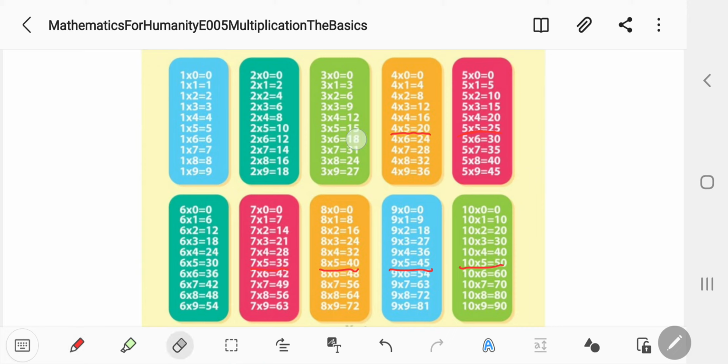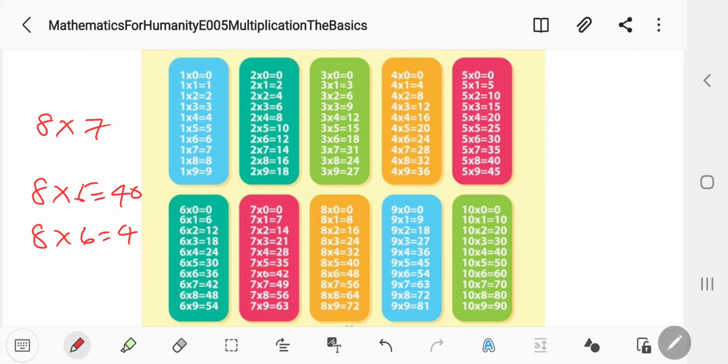That's what you have to remember, because, for example, you're asked 8 times 7, but you know that 8 times 5 equals 40. So 8 times 6 would be 48, because you just add 8. 8 times 7 would be, just add 8 here, it would be 56. So that's just that. And of course, you have to remember this: 8 times 5 would be 40.